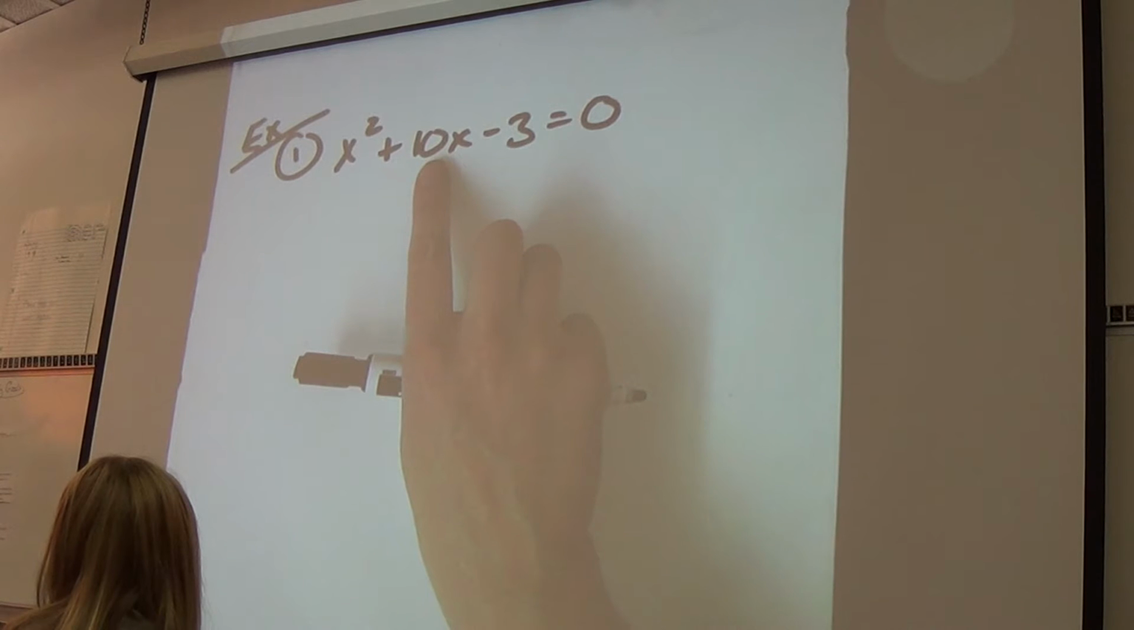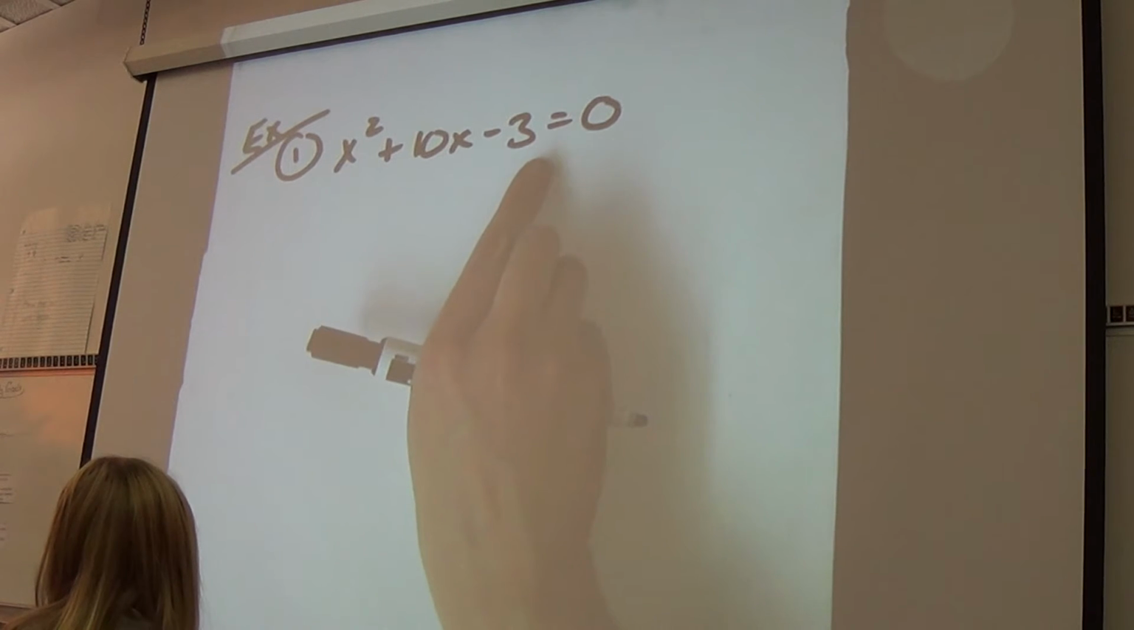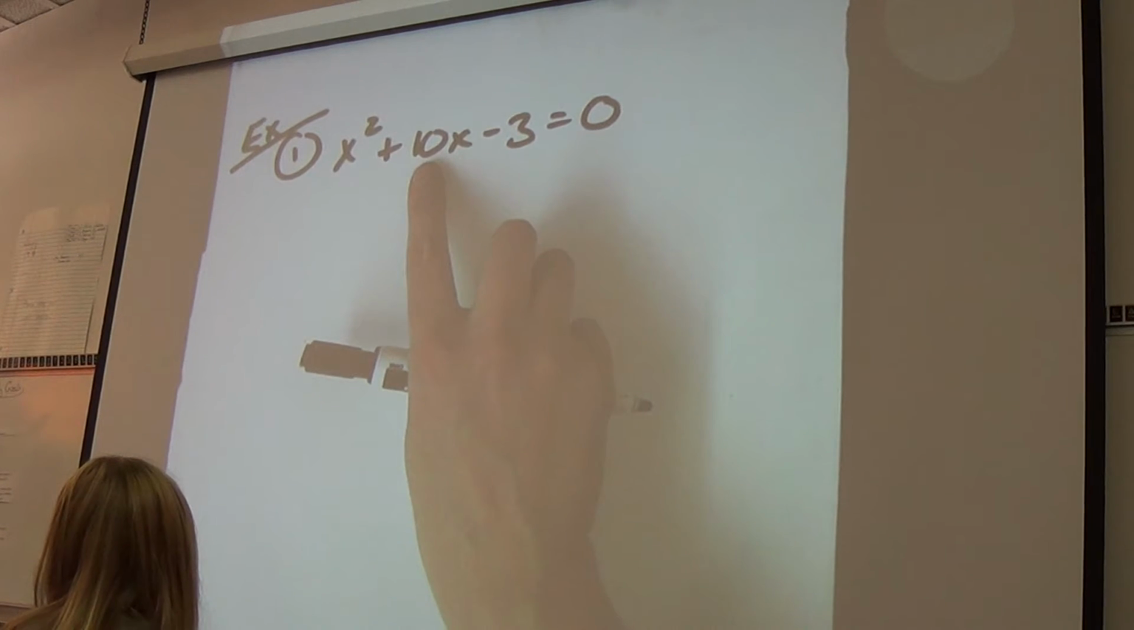It's not negative 3. Right? I have to multiply to make negative 3 and add to make 10. So you gave me it backwards. Your answer to that, the question would be what? There's nothing. There's nothing that would do it.